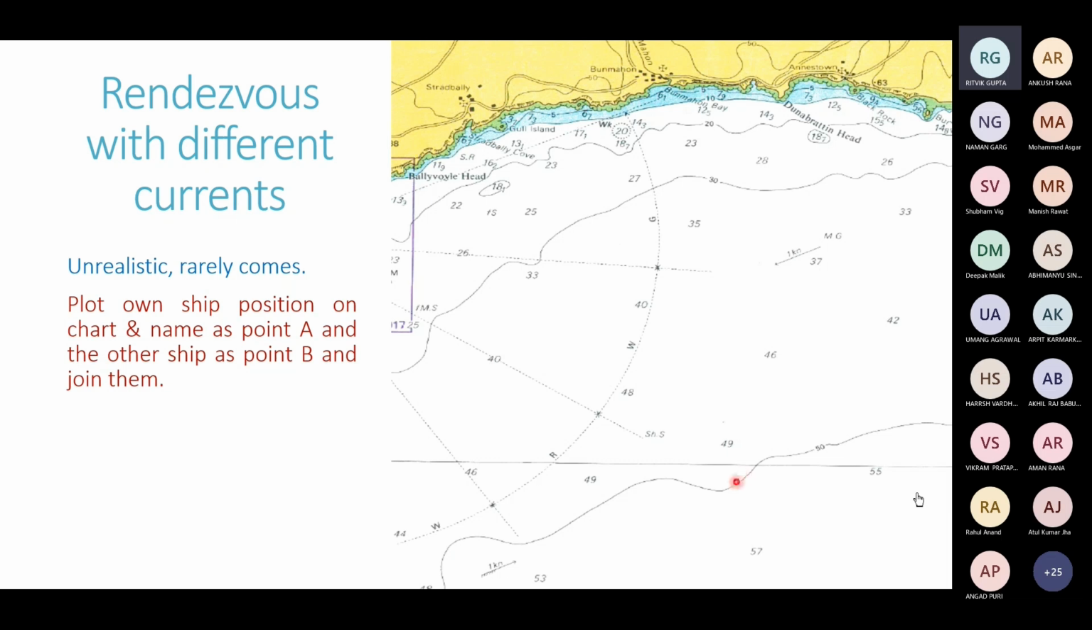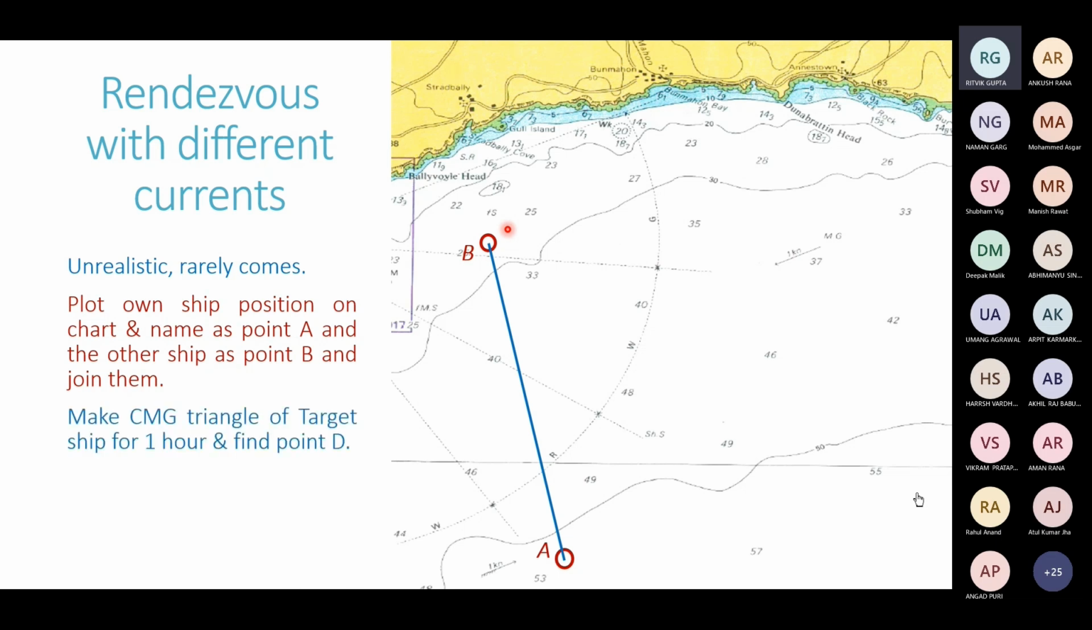Now, first we have to plot the own ship position on the chart. So let's assume this is where our position is. Let's name it as A. We have to plot the target ship position. Let's assume the target is here, and we name it as point B, and we join them with a line. This is exactly similar to what we had done earlier.